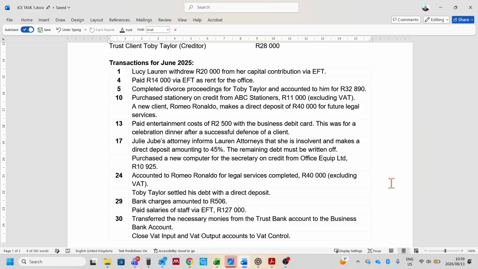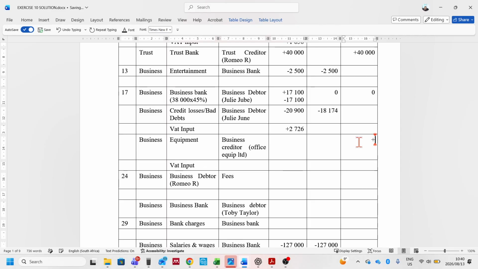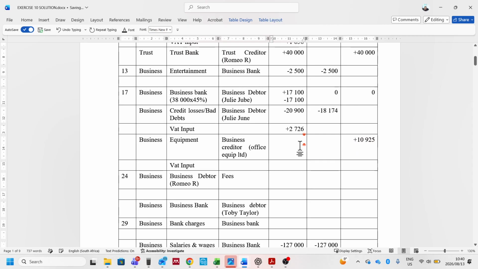So this means that to now identify the accounts affected, you're going to have your equipment affected, business creditor affected, business creditor who? Office equipment. Because you are buying. Then you also have your what? VAT input affected. So to record this, we're going to indicate this a business transaction. Equipment will be debited. Business creditor will be credited to indicate that we now owe this supplier this much. And then there will also be what? VAT input. So the total that we owe this supplier after purchasing on credit is the amount including what? VAT, which in this case is 10,925. Then the equipment that we bought, we say record it at what? VAT exclusive.